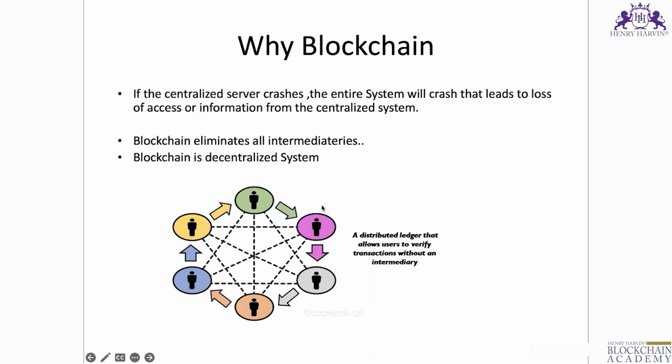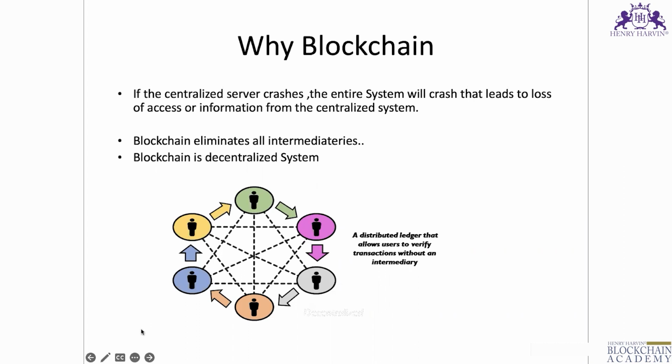And here, if you want to store data, the data is stored in each and every node, because there is no centralized system. Each and every node, data is distributed. This is called a distributed thing. And blockchain is a distributed technology as well. That means data is distributed to each and everything.